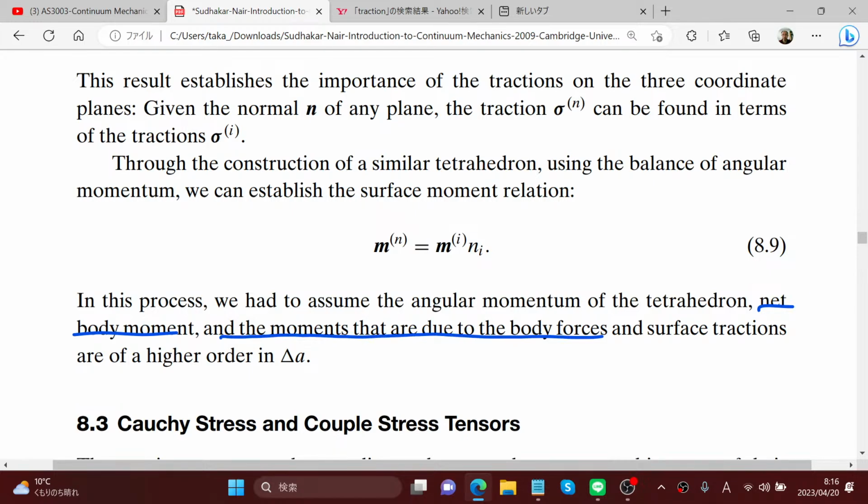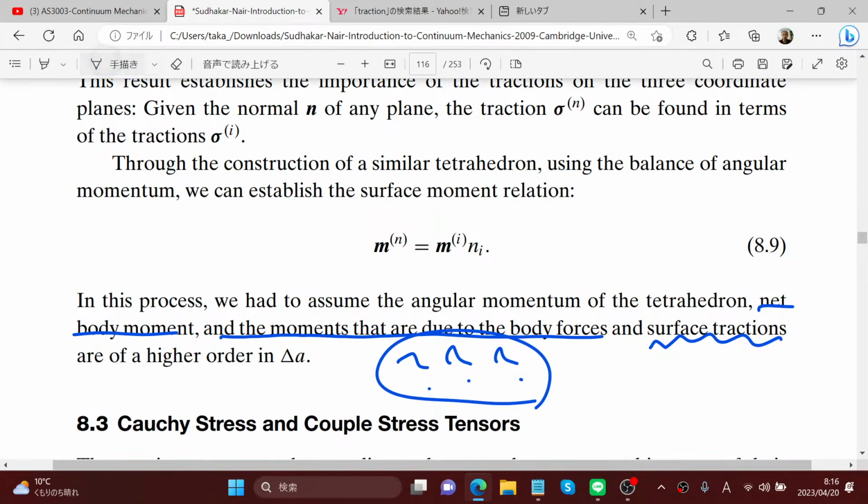And what is surface traction? Surface traction, is it higher order in A? The moment by surface traction, it's not so clear. I'm sorry, I don't understand this.